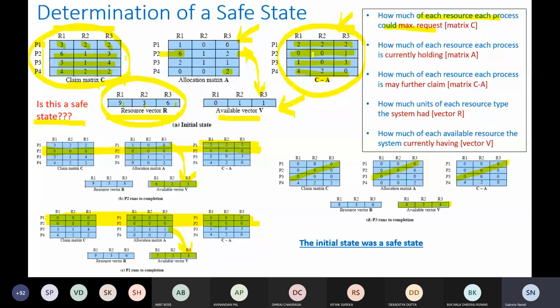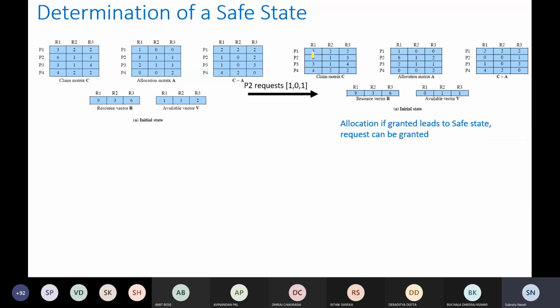Okay, and how do we interpret a safe state? Determine the contents of the allocation matrix, available vector, the claim matrix, and all this. So now, is this state safe? This is a system state, the initial state. And now in this situation, P2 requests this set of resources. So the question is, can we grant this request? P2's request is 101.